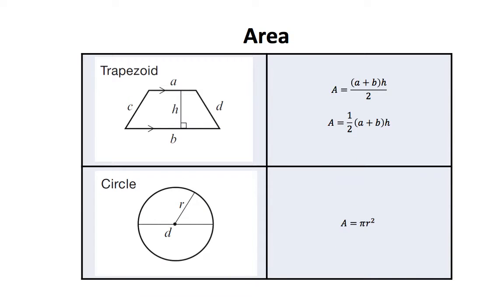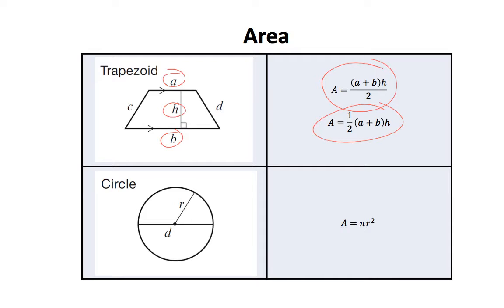The equation for area of a trapezoid is a plus b, then multiplied by h, then divided by 2, or 1/2 times the sum of a and b, then multiplied by h. Again, you'll get the same answer with both equations. This is a, this is b, and this is h. Again, h and b must meet at a 90-degree angle. In other words, they must be perpendicular.